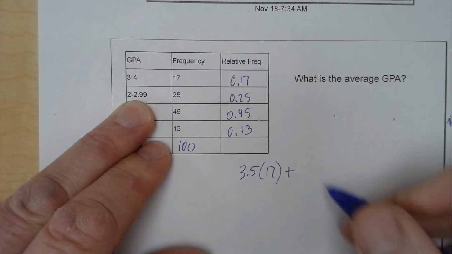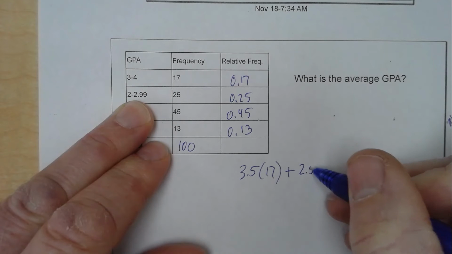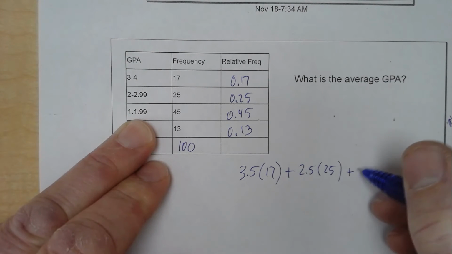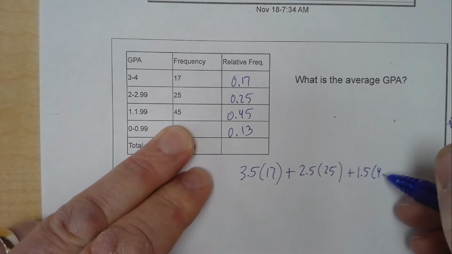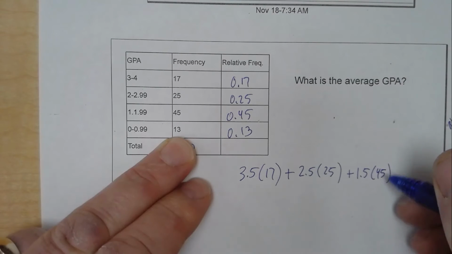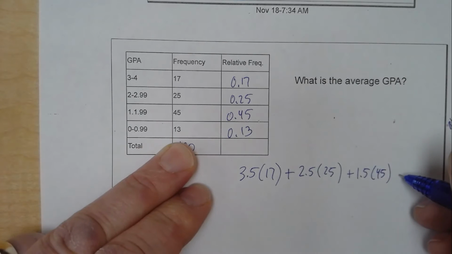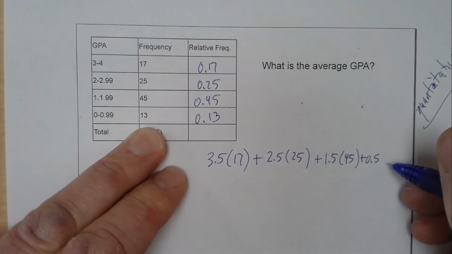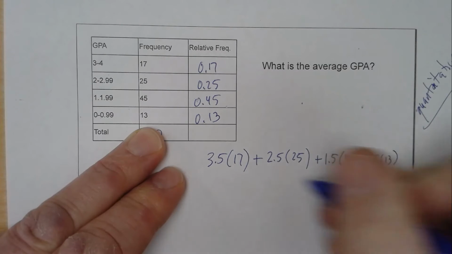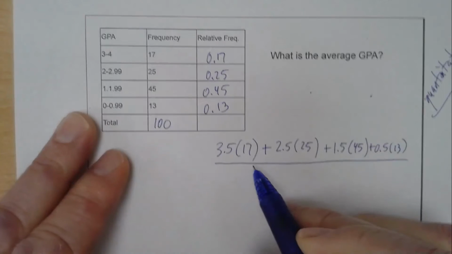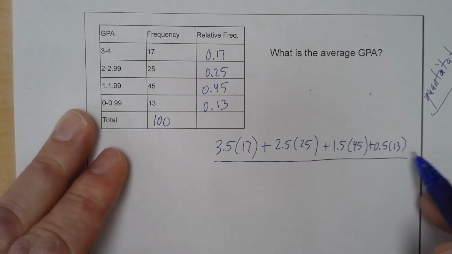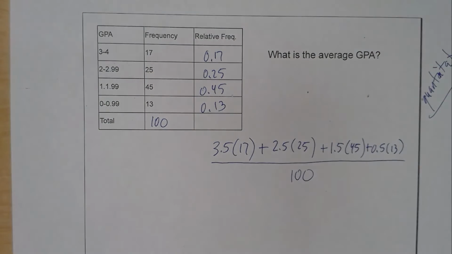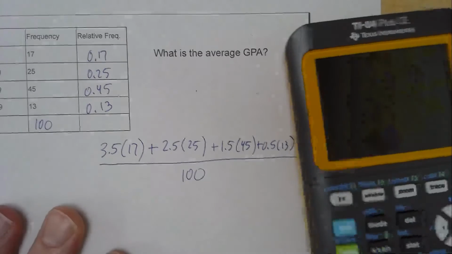Between these two would be 2.5, and there's 25 of those. Between these two is 1.5, and there's 45 of those. Between these two would be 0.5, and there are 13 of those. And so there's 17, 25, 45, and 13. We add all those people together, so there's 100 GPAs that we're figuring out. So this would be the average between these.